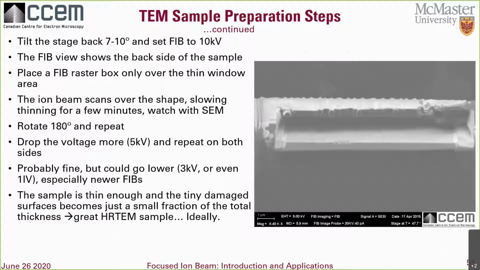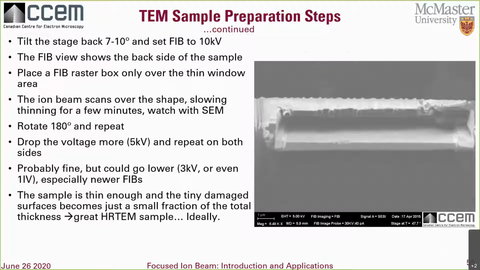In the final cleaning step, the sample is tilted back a few degrees, about 7 to 10, and the FIB is set to a somewhat low voltage. I start at 10 kV because the lower voltages are just too slow. At this glancing angle, the view from the FIB is the backside of the sample from what you're seeing in SEM. And remember, it's only tilted about 7 degrees, so the Y direction really goes a long way.